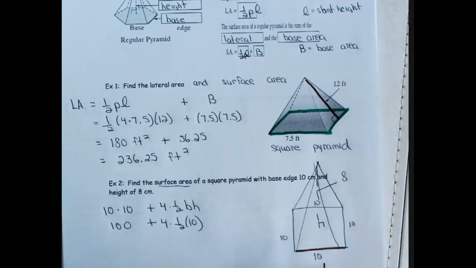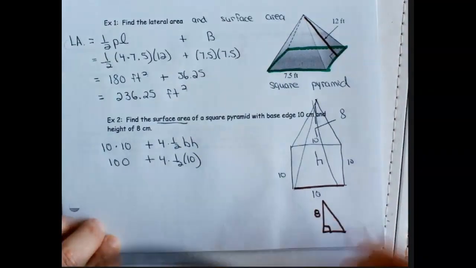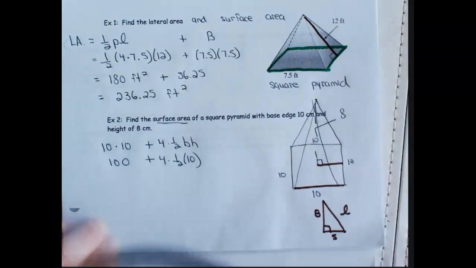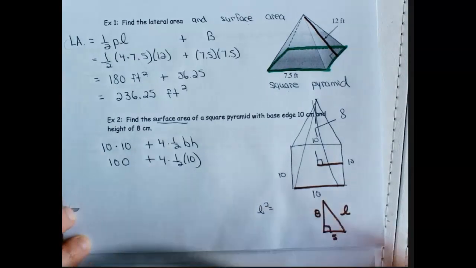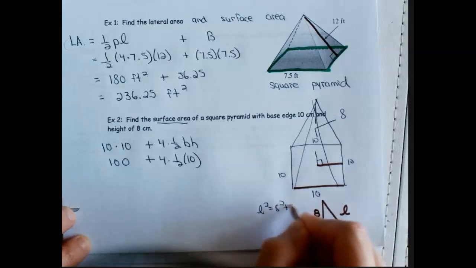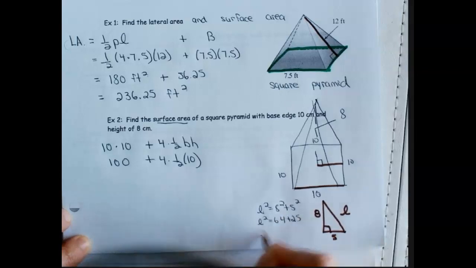So if I can, let me go ahead and pull out the information that we have. So we have the overall height is 8. We have the distance from here to here would be 5, and we're looking for that slant height. So what would you use to find that slant height? We would use Pythagorean's theorem. So we have L squared equals 8 squared plus 5 squared. 64 and 25. We end up with L is equal to the square root of 89.